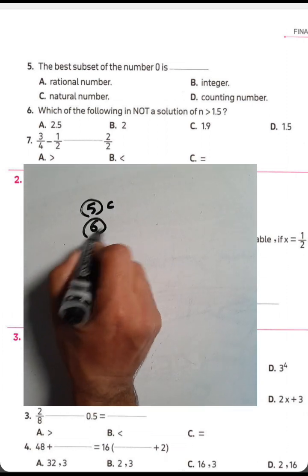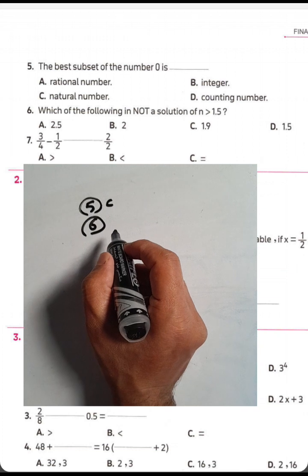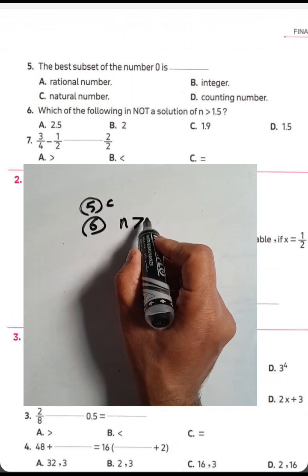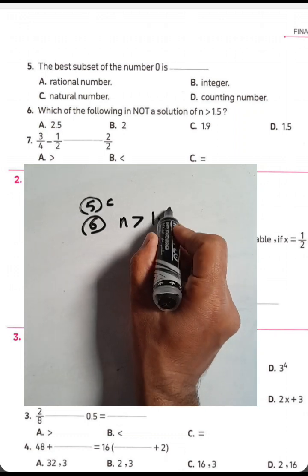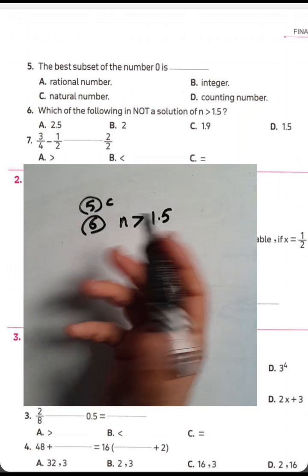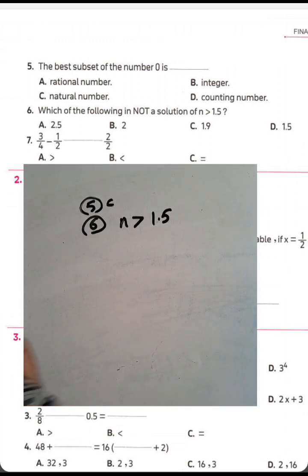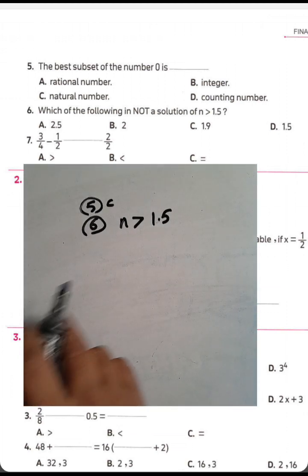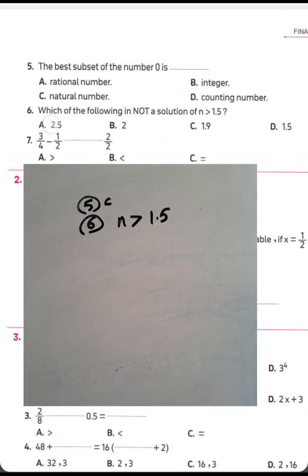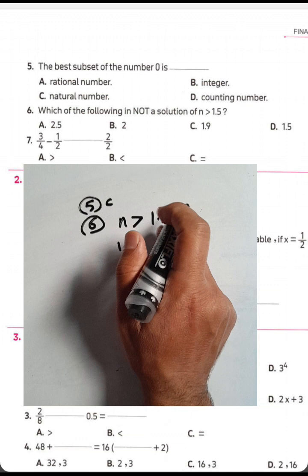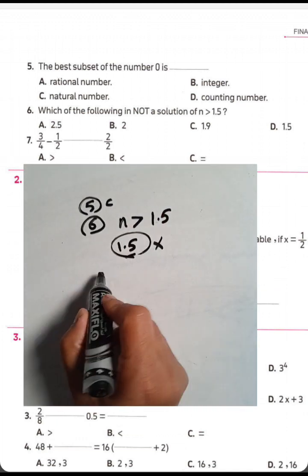Question 6. Which of the following is not a solution of n greater than 1.5? You want to find which of the following is not a solution of n greater than 1.5. Which is the not solution? We know 2 is greater than 1.5, 2.5 is greater than 1.5, but 1.5 is not greater than 1.5. It will be equal to this number, so choose 1.5.